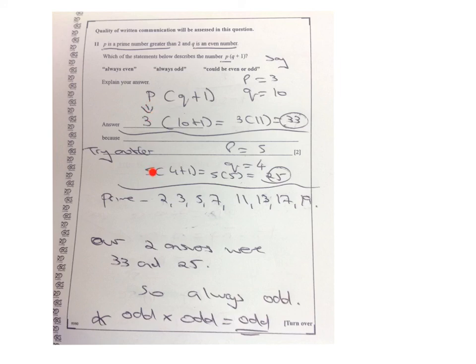I've used 5 now. 5 is the prime number. In the brackets I've used 4 as the even. 4 plus 1 is 5. 5 5s is 25. That's also an odd number. So based on these two answers that I've used, I think we can always say that the answer will always be odd, because our two answers were 33 and 25. Now, just so you always know, if you multiply an odd number by an odd number, it always gives you odd.